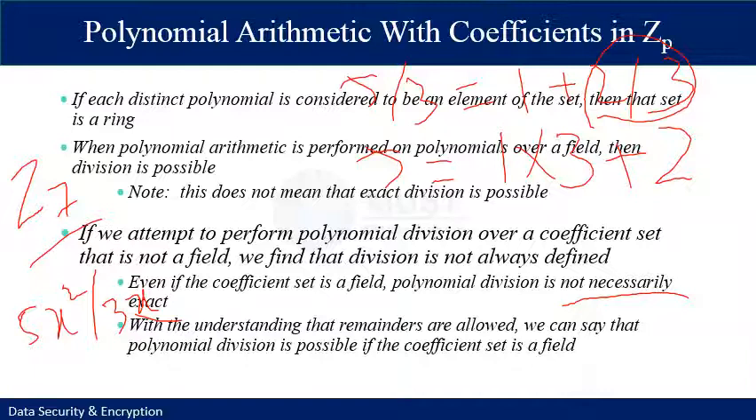So if our coefficient set is the set of integers, this does not have a solution because it will require a coefficient with the value of 5 by 3, which is not an integer, and it will not be in the coefficient set.